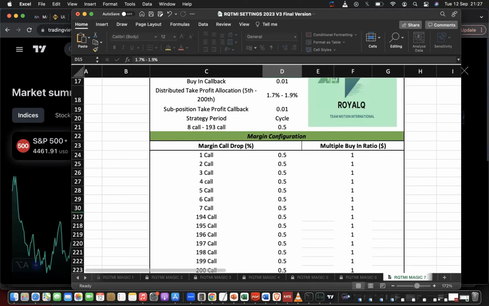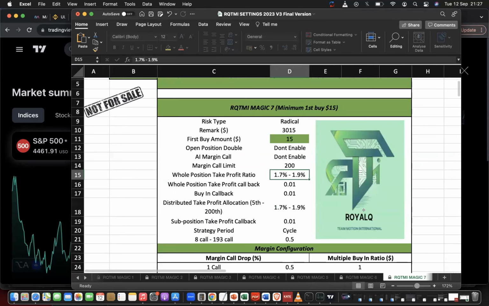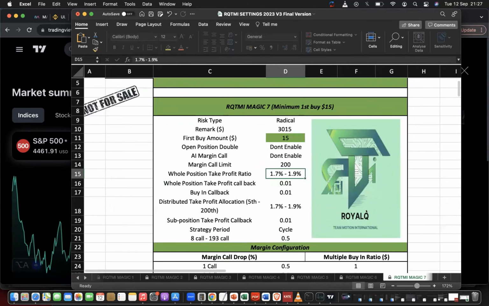We always say this. What is my capital? For example, if you have $3,000 and you want to do the autopilot, we tell you to use Magic 7. But there are some things you need to tweak. First, just use 1.6. In the bull run, you can increase it to 1.9 or 2%. But right now, the market is sideways, no clear direction. So your take profit will be 1.6.